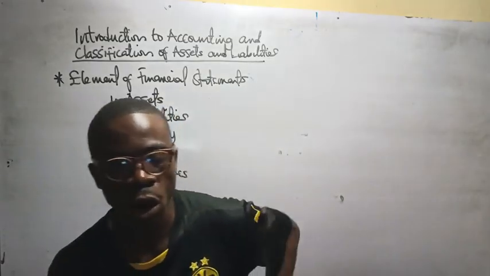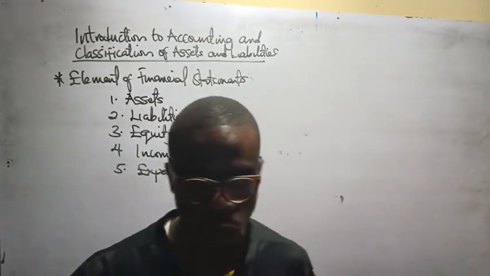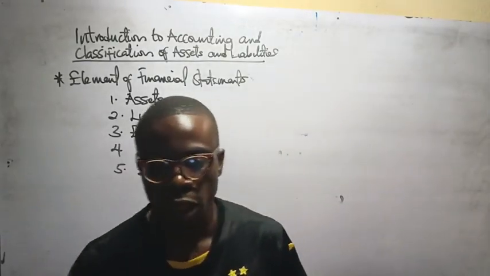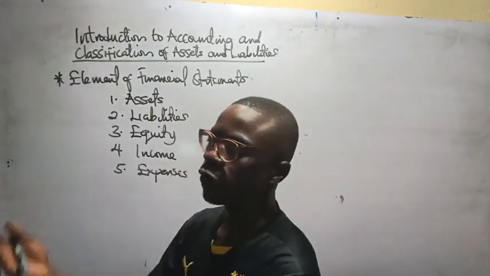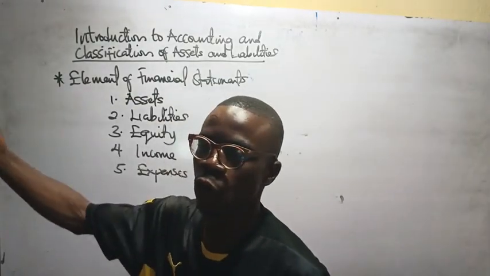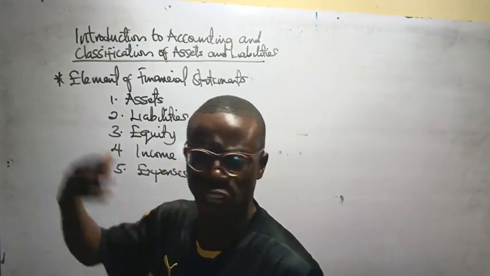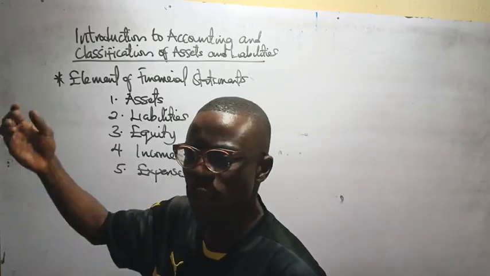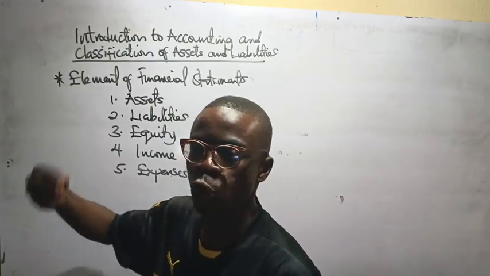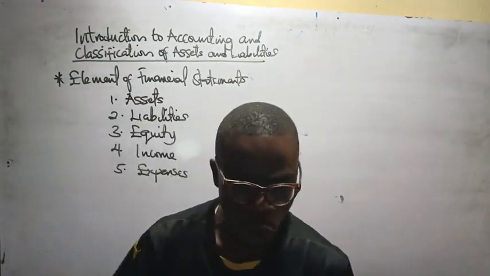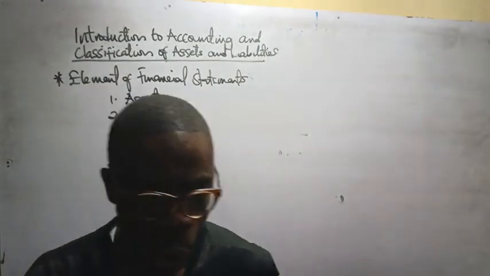Common stock is what we call ordinary share capital. It is called ordinary share capital sometimes. They are basic ownership interest in the company. When you want to be part of the owners of a business, especially a public limited liability company, you buy shares, and those shares make you entitled to be part of the owners of the business, and that's what we call ordinary shares or common stock.